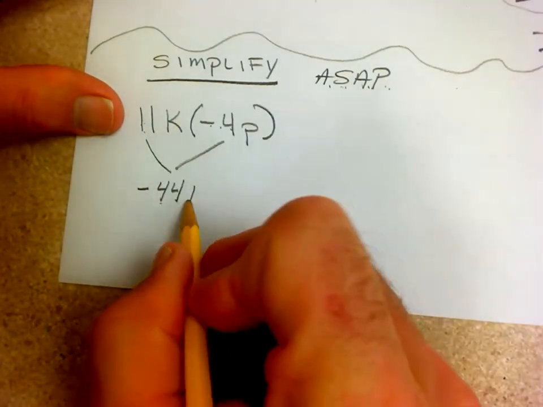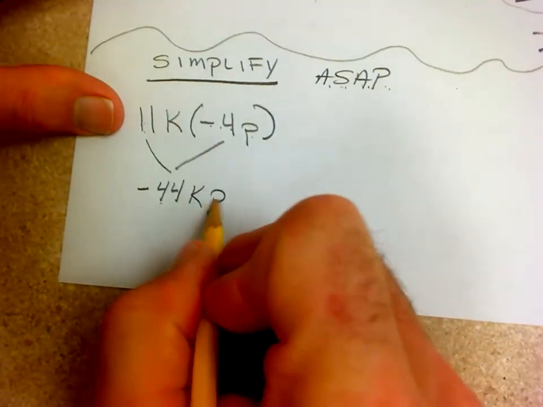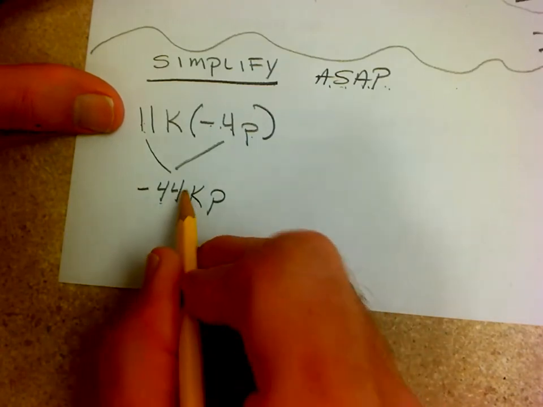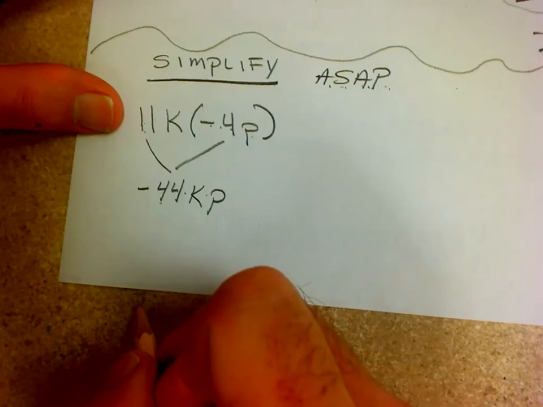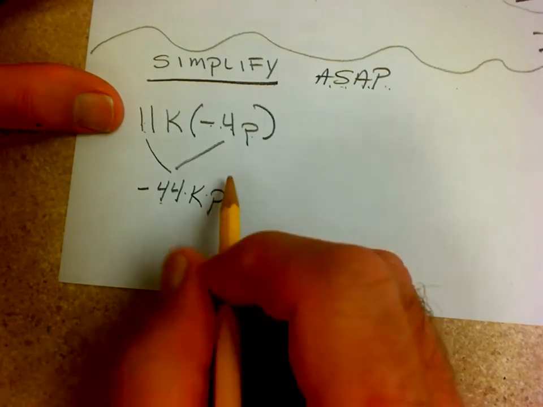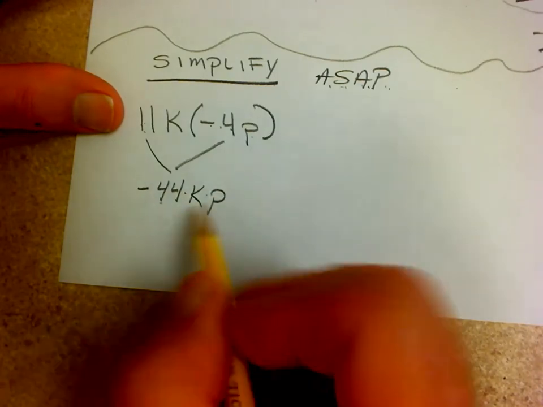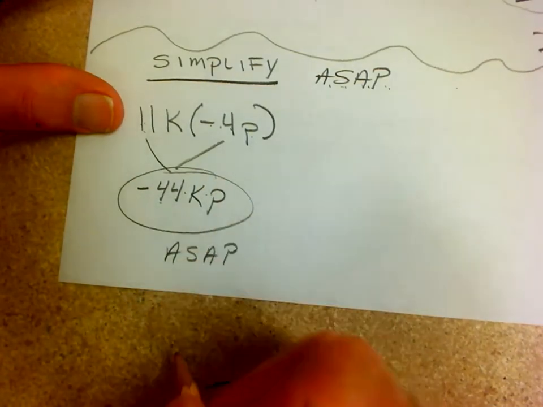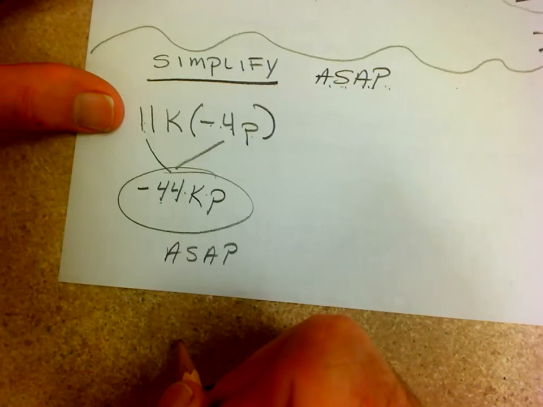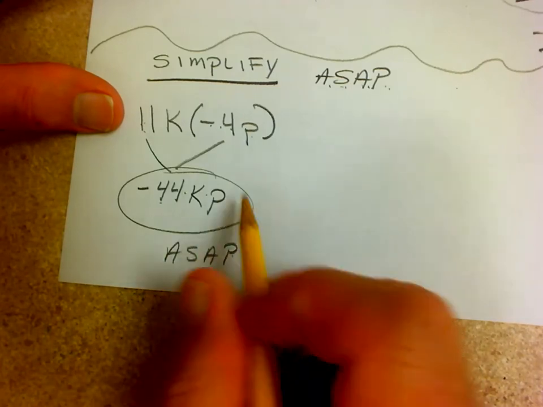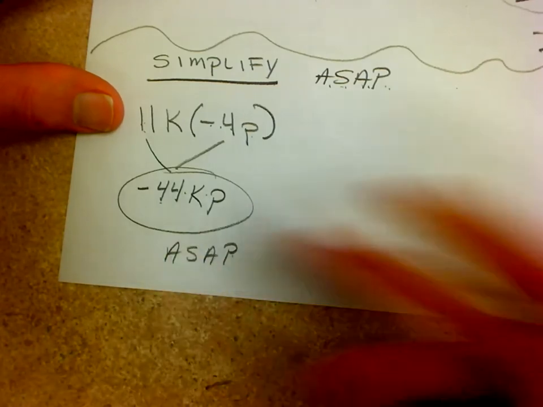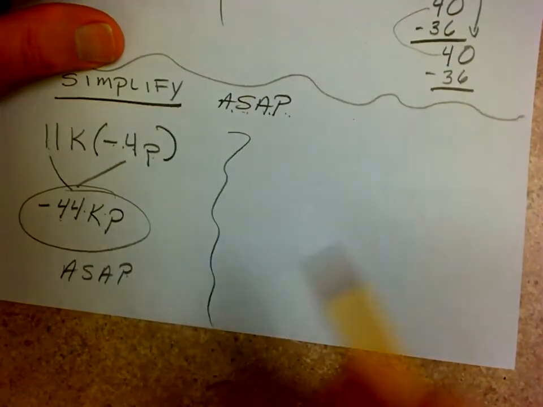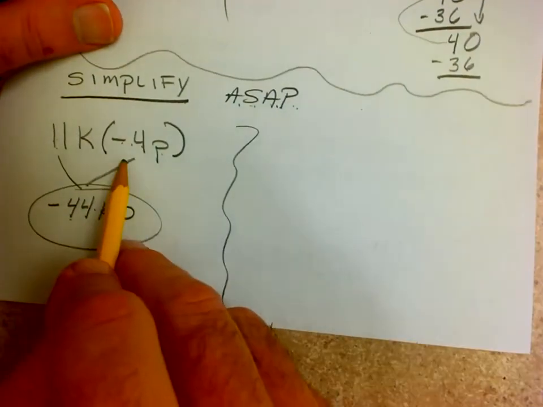Then we have times k, and we also have times p. If you want to put dots there, it's not wrong, but it's not necessary. Now we're down to one term. There's nothing else we can do. So at this stage, this expression is ASAP, as simple as possible. We can't do any more with it. That was our multiplication version.